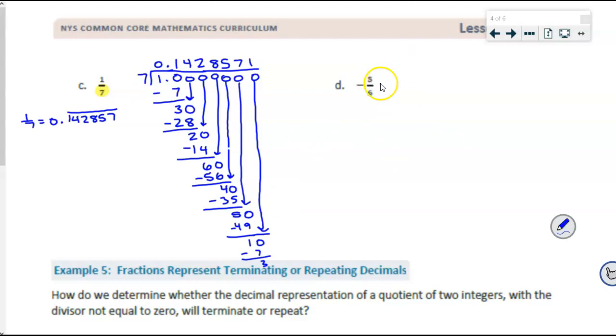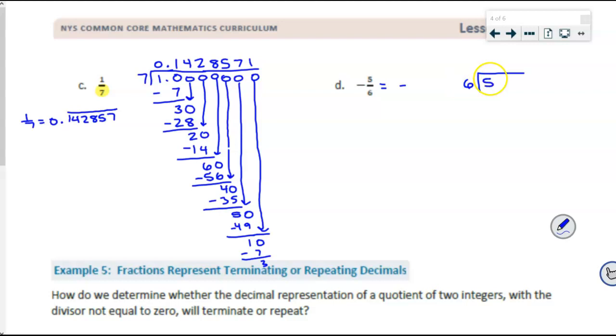Exactly. And I see a negative, so I know it's going to be negative. I also see it's going to repeat because 6 has factors of 2, yes, but also 3, which means it is going to be a repeating decimal.